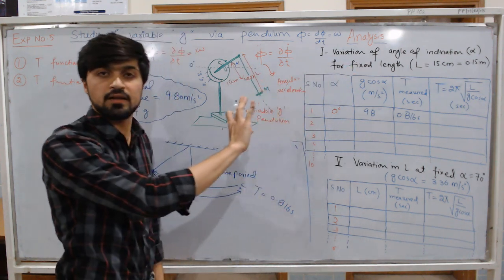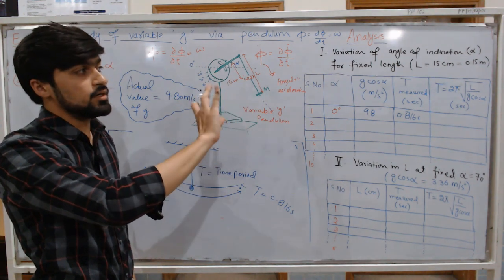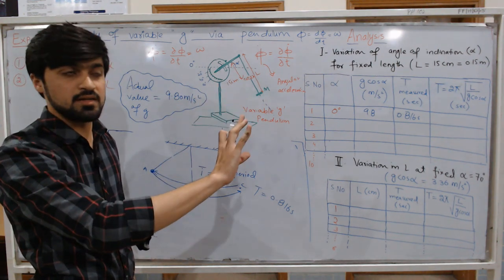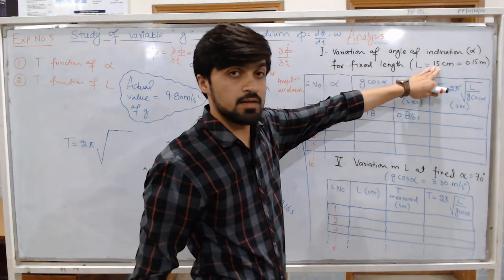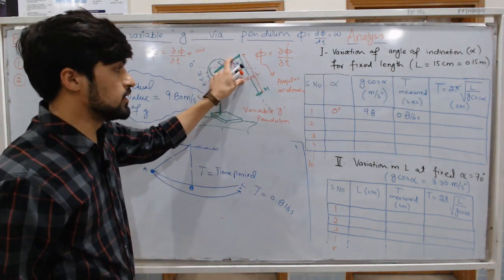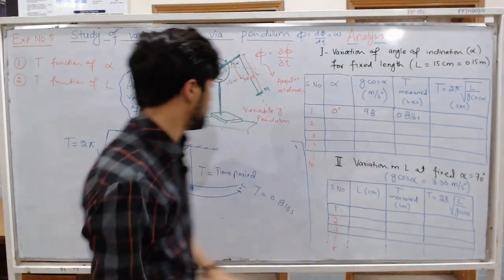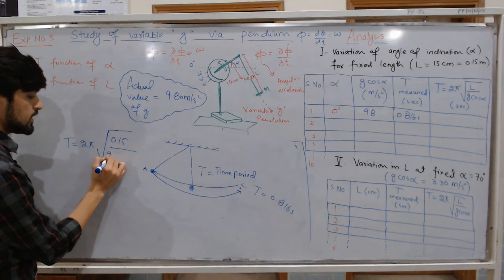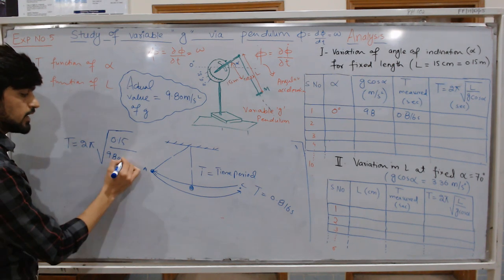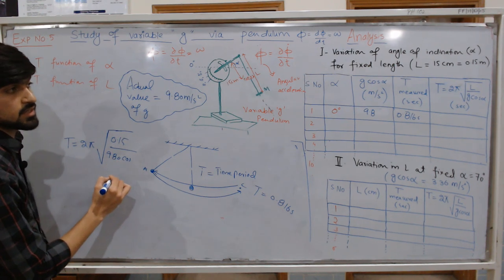You can keep it at any distance, 16 centimeters, 20 centimeters, but you have to keep it fixed. I recommend using 15 centimeters. So 15 centimeters is fixed. So L is 0.15 meters, divided by g, which is 9.80, the actual value of g, and cos alpha for the first case is 0.